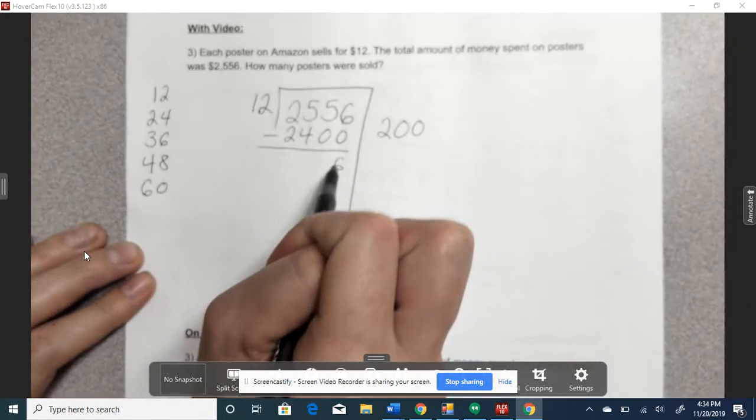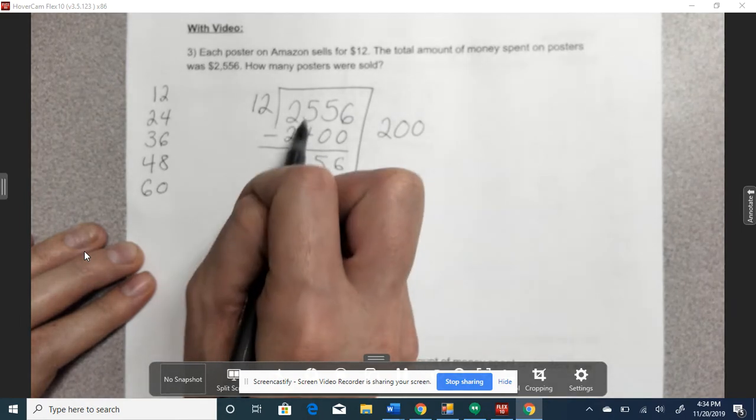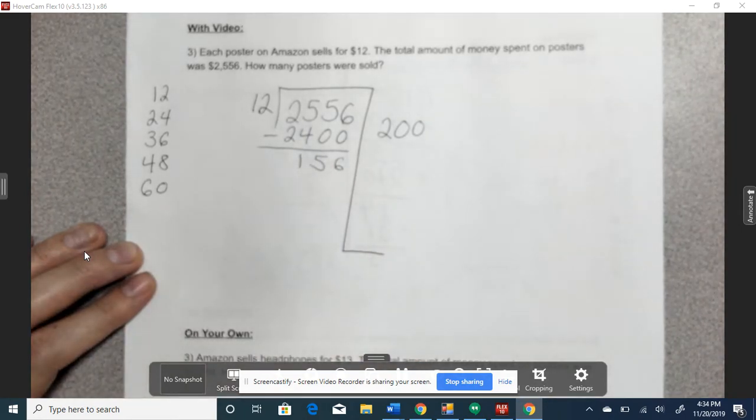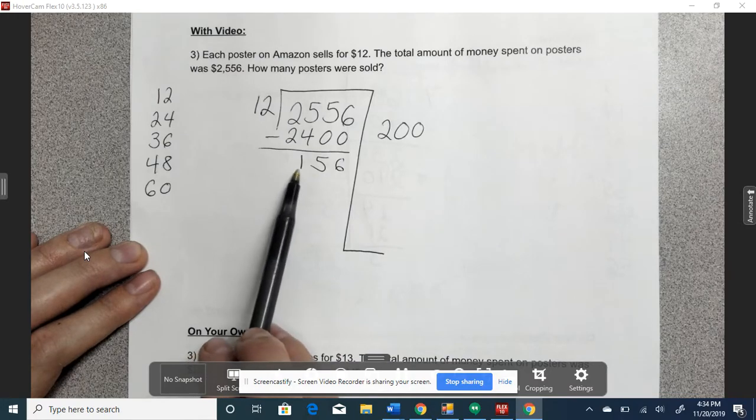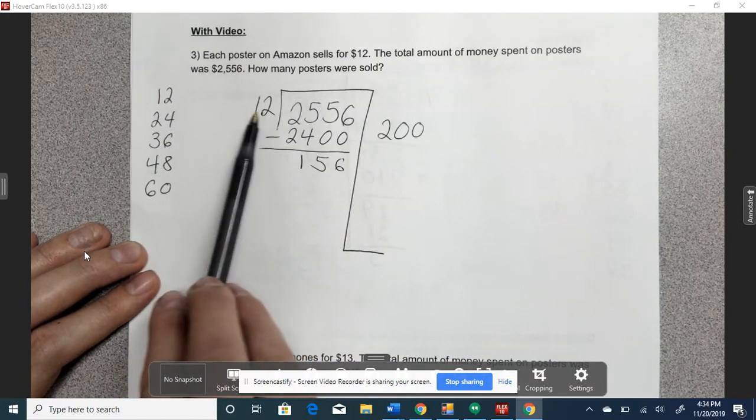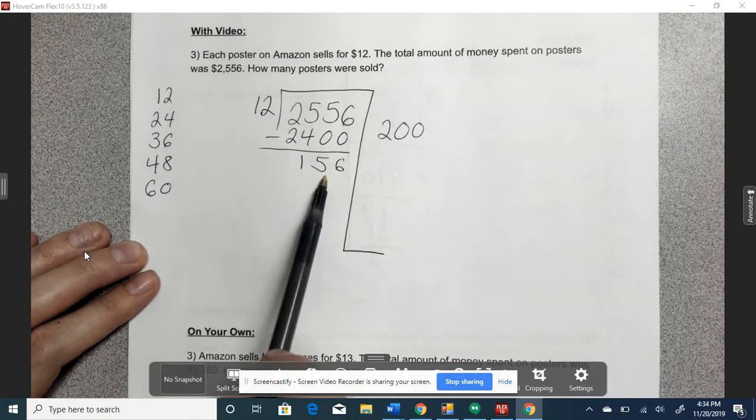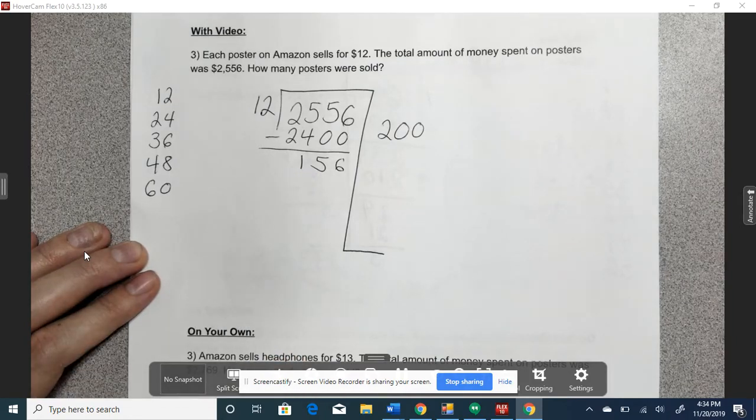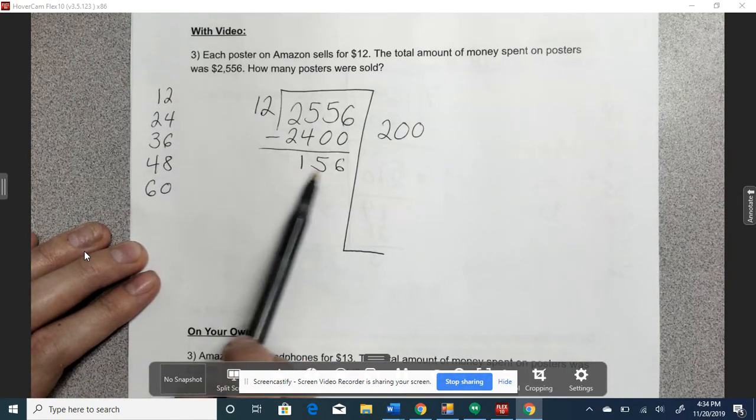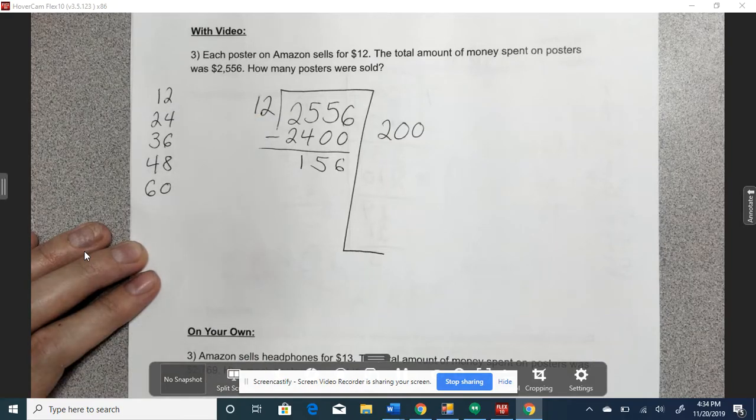6 minus 0 is 6. 5 minus 0 is 5. 5 minus 4 is 1. So we have 156. I have 1 hundreds block, but I can't split that between 12 groups. So I'm going to look at my tens. I have 15 tens rectangles. So 15 tens rectangles can be split into 12 groups.